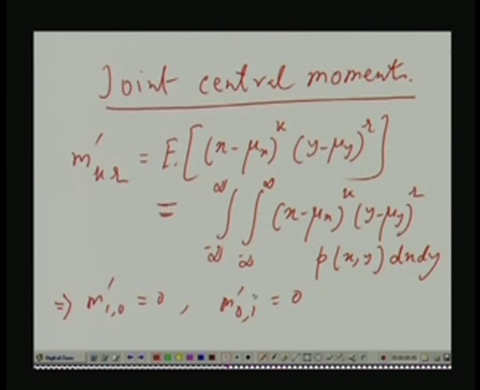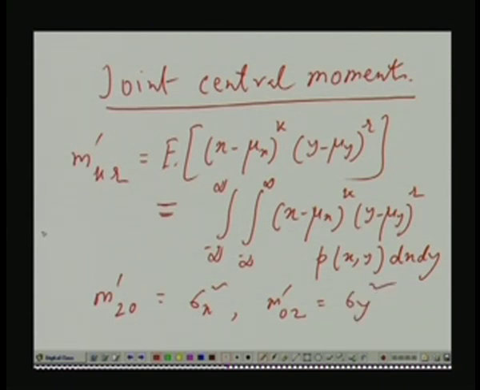Okay. How about M prime 2 0? That is nothing but expected value of x minus mu x whole square. So, that is the variance sigma x square, and M prime 0 2 is by the same reasoning sigma y square, and M prime 1 1 will be what? Expected value of x minus mu x times y minus mu y, which is nothing but the covariance, right. So, that is equal to C.